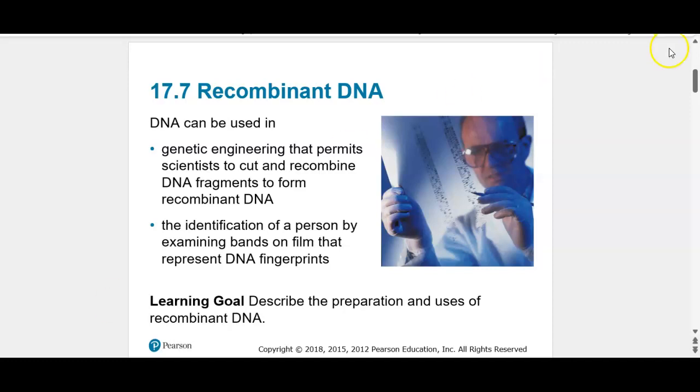Okay, now moving along to section 17.7, recombinant DNA, we are going to be talking about genetic engineering, things that we can do to cut DNA fragments and reassemble them the way we want to. Also, we can insert human genes into the DNA of bacteria to produce, well, one that we're going to see is insulin.